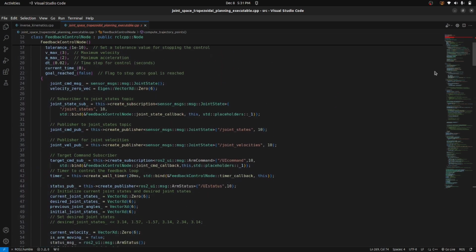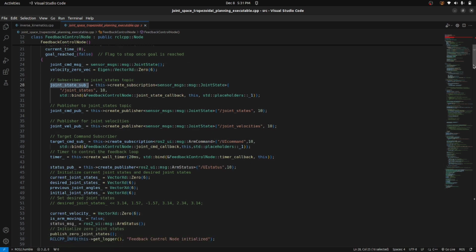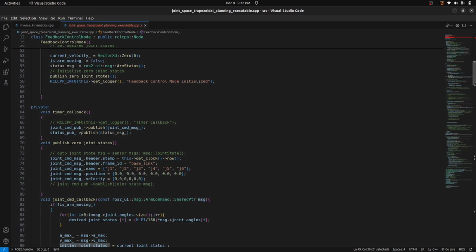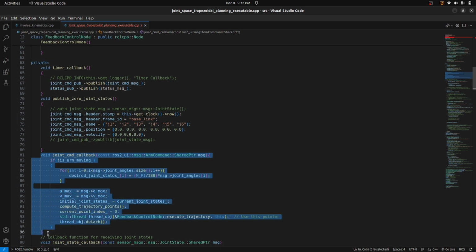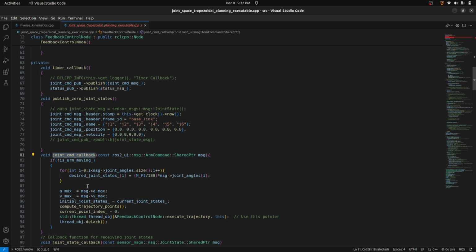There is nothing much. You just have to make a subscriber to joint states and a publisher to joint states. That is the main thing. So we require one publisher, one subscriber. Then we want to know the current joint states, desired joint states, and initial joint state. These are the things we require for calling the function. Once we get any point from the user, so this is the function to get points from the user, I will call my execute trajectory function.